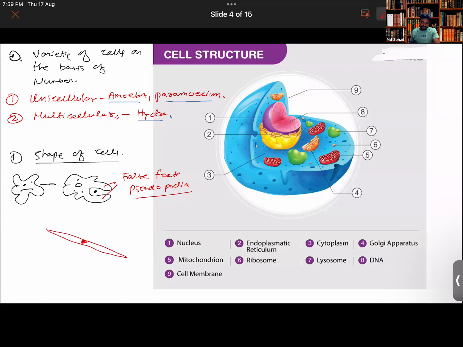I don't have the figure, otherwise I would have shown the figure of all the different types of cells which we are talking about. So that I will show you in the next class.